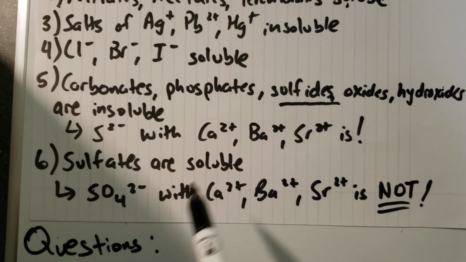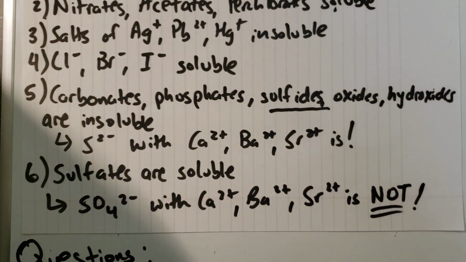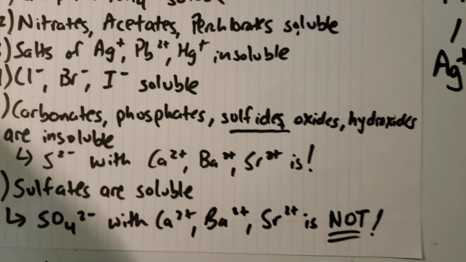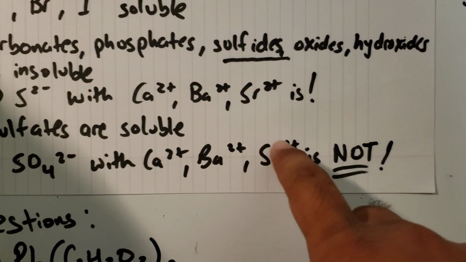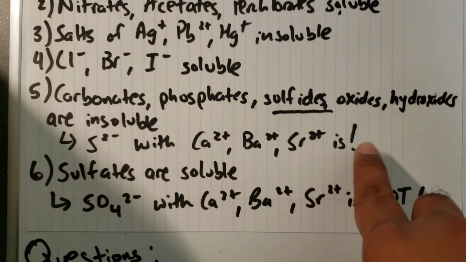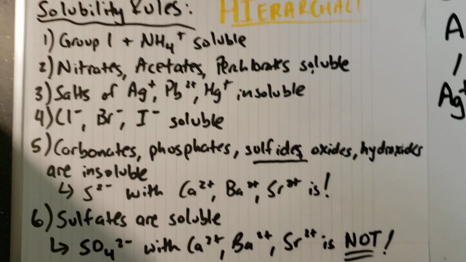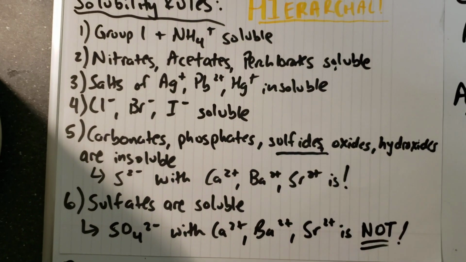Sulfates are soluble, but again, those same weird alkaline earth metals, those are our group 2 metals, of calcium, barium, and strontium are not going to be soluble. These 3 metals oftentimes contradict our solubility rules, and it's important to make note of those exceptions here.